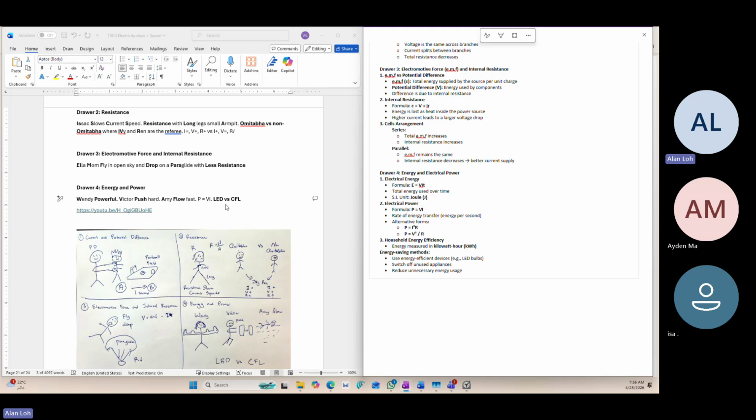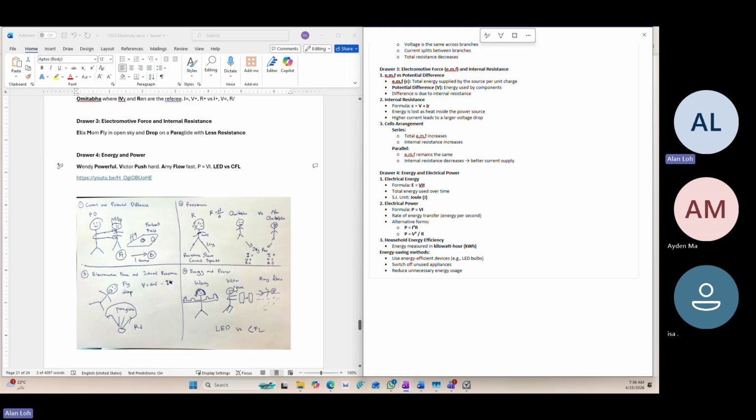Okay, LED and CFL, I think I already explained that. So this is the story that I drew. I know I'm not a good artist, so this is the best that I can draw to help me remember, right? But I also created a cartoon for us to be able to remember the story more easily. Let's go and watch this cartoon and see if this helps.